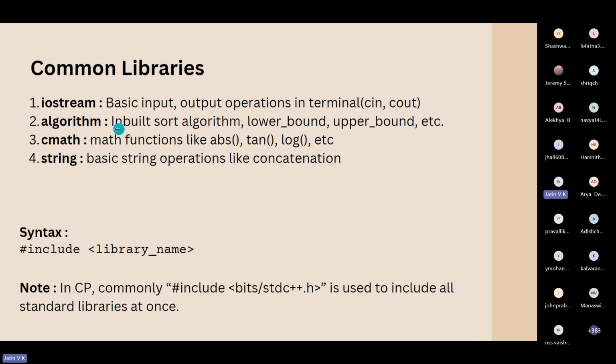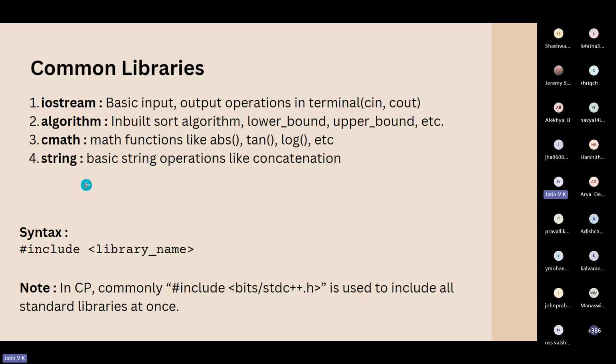Algorithm is a library. It has inbuilt sort algorithms, lower bound, upper bound. Sort is actually very simple. If you have a list of elements, some random numbers like 9, 7, 4, 3, 7, sort will, according to your will, order these elements in increasing or decreasing order. Lower bound and upper bound are also functions which work on these collections of numbers, which will be taught later in vectors and arrays in the second half of the session.